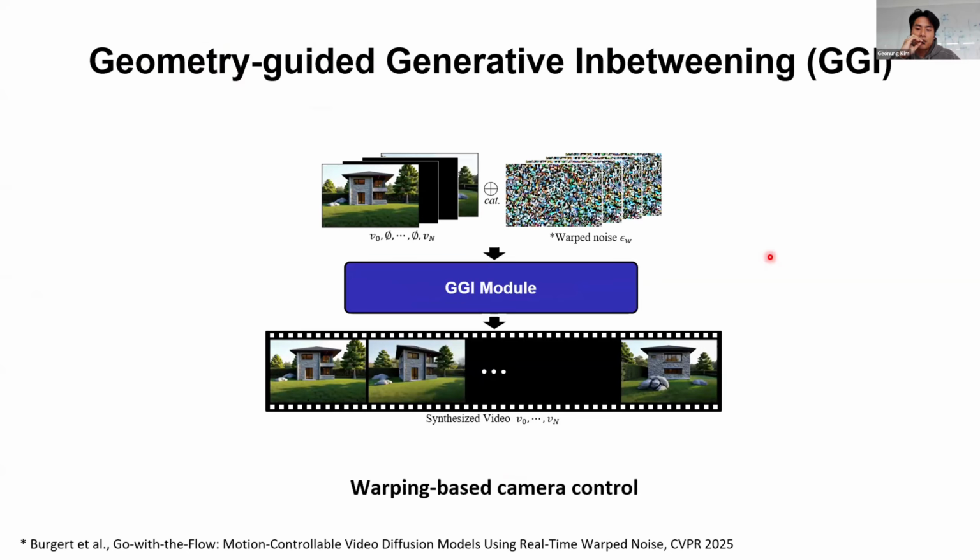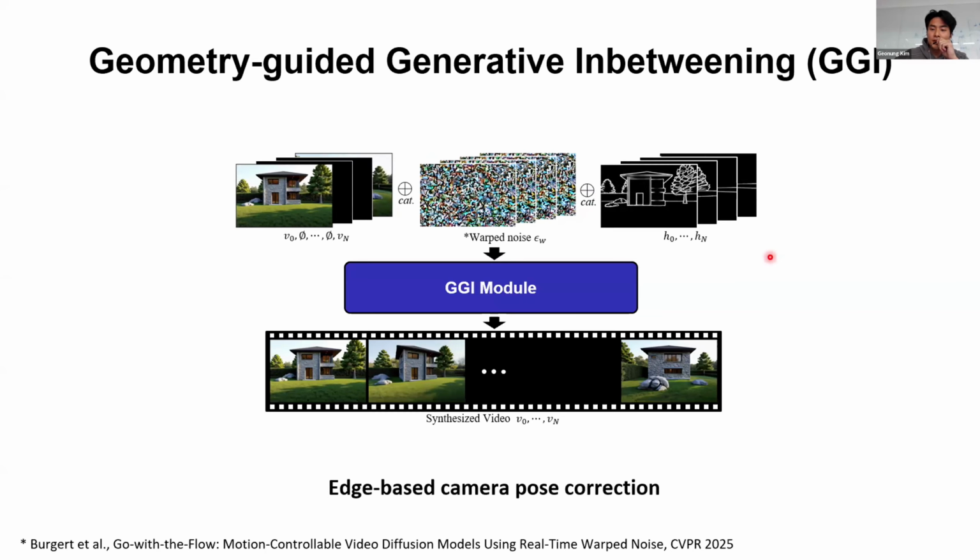More specifically, after computing the optical flow from geometry and camera poses, we directly apply warping to the initial noise based on the optical flow. But the resolution of latent space is smaller than image space, so this controller has shown lower accuracy. So to enhance it, we use an additional edge condition to handle this. So as a result, we fine-tune the video diffusion model with this added condition and structure to make the GGI module.